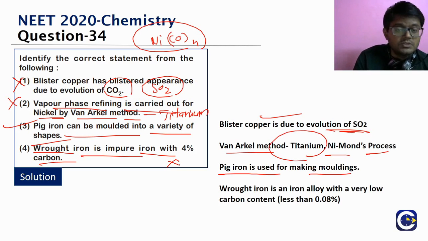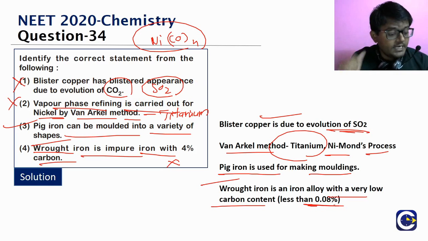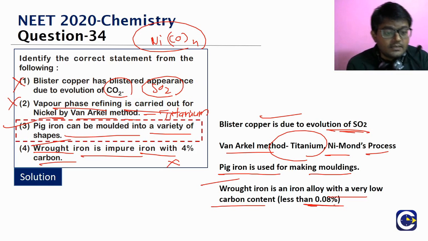Pig iron is used for making of the moldings and shapes, etc. Wrought iron contains very low carbon content. Okay, so it will be less than even 0.1%. So less than 0.1%. So what are we looking for? What is the correct one? Option 3 will be the correct one.